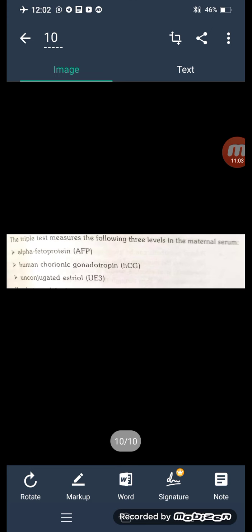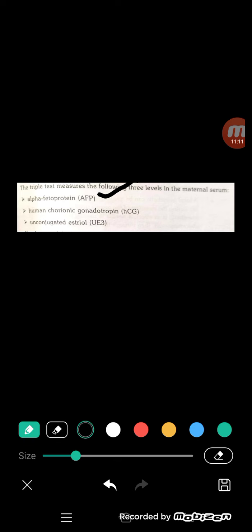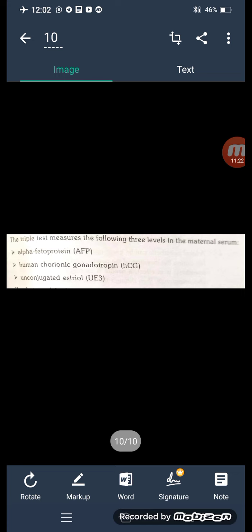The triple test measures the following three levels. Which type of levels? The first one is AFP, alpha fetoprotein, then HCG, and UE3, unconjugated estriol. These are detected using the triple test.